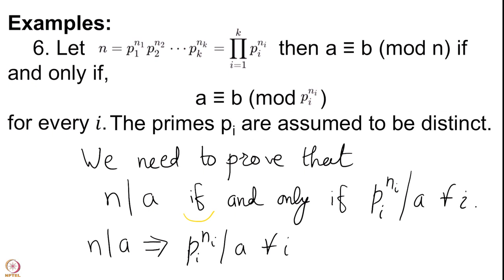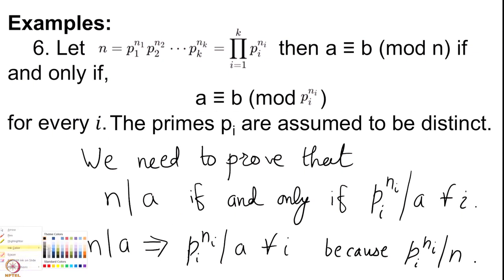But this is quite easy. This holds because pi power ni itself divides n. So, we have here this division: pi power ni divides n and n divides a, then of course, you should have that pi power ni should divide a.